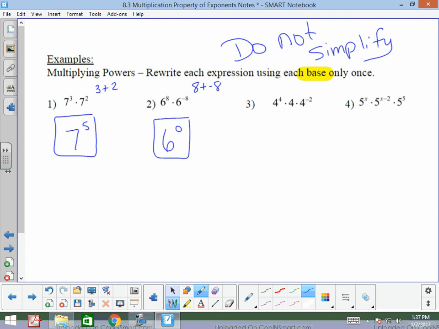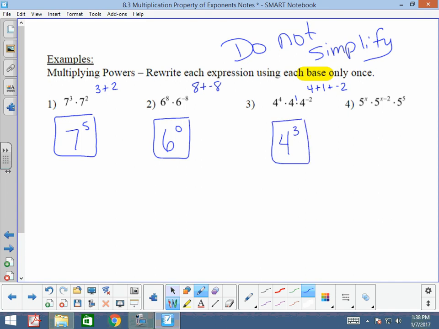All right, number 3, the base is 4. My exponents are 4, then the middle exponent, that's a 1, and then my last exponent is a negative 2. So I'm adding all those together. 4 plus 1 is 5, plus negative 2 is 3. We're not going to simplify that to 64. We're going to leave it just like it is.